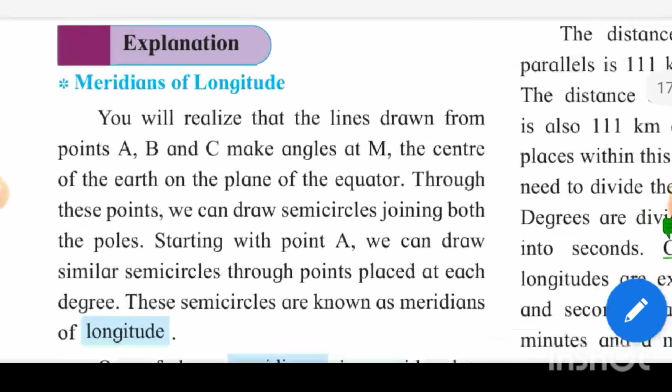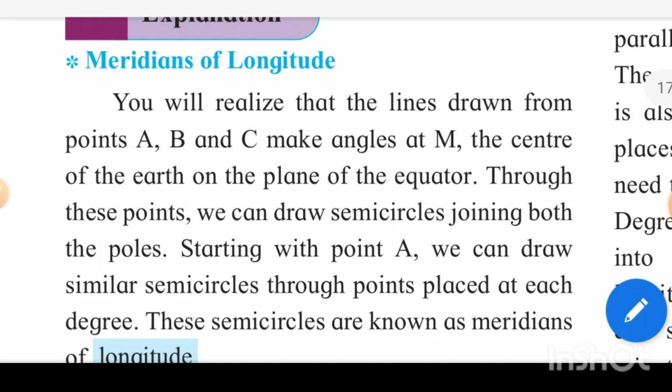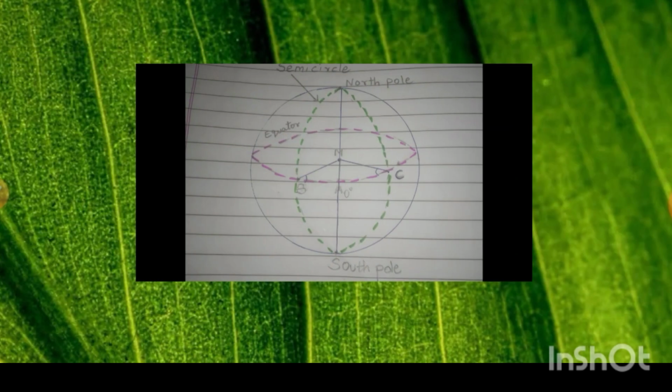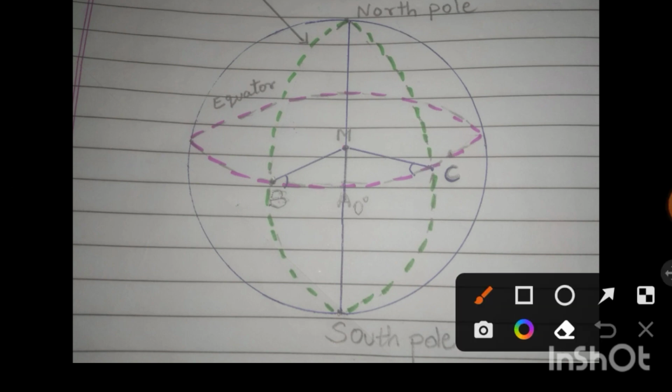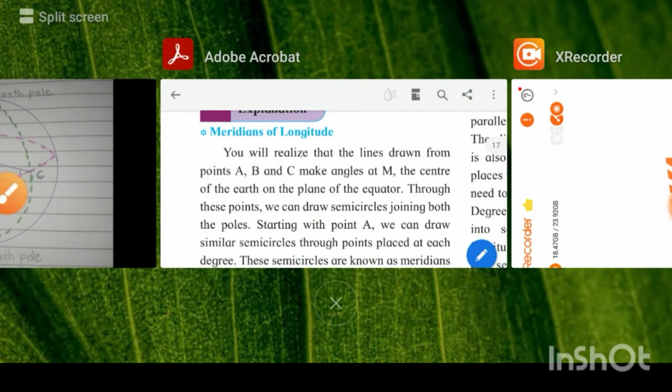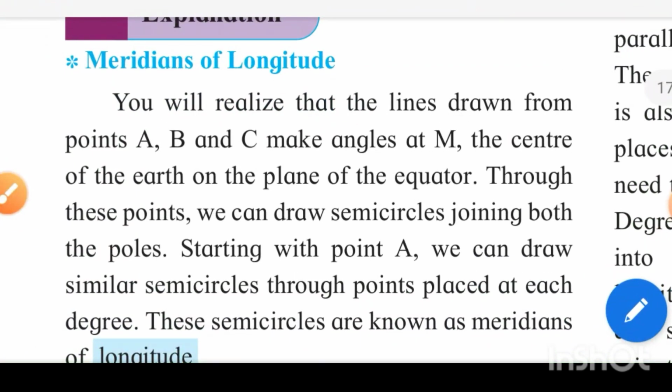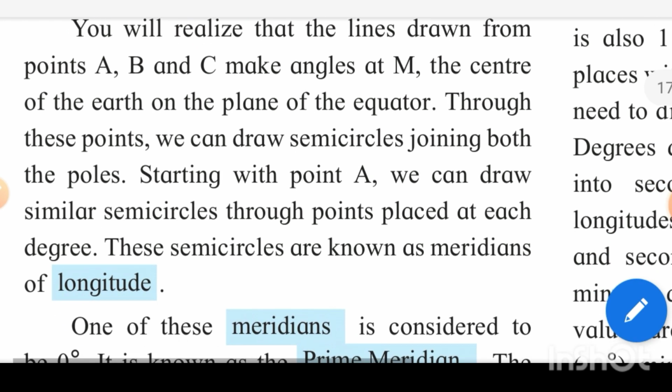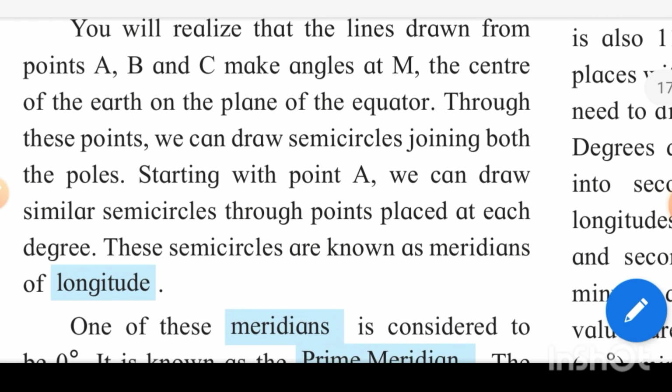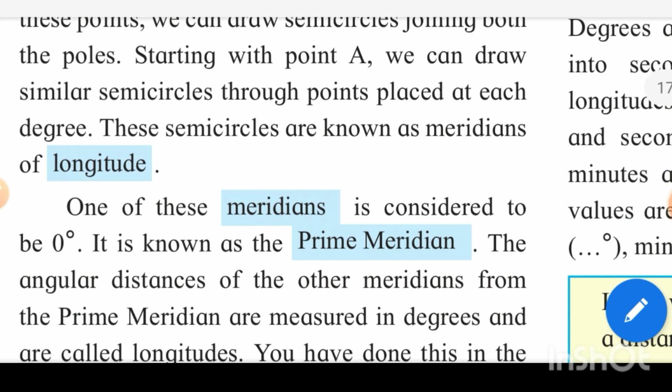Now we will read the explanation. You will realize that the lines drawn from points A, B, C make angles at M, the center of the earth and the plane of the equator. Yes, it makes angles at M, right? And through these points we can draw semicircles joining both the poles. Through these points we already drew semicircles in the previous example, so you must have seen it.